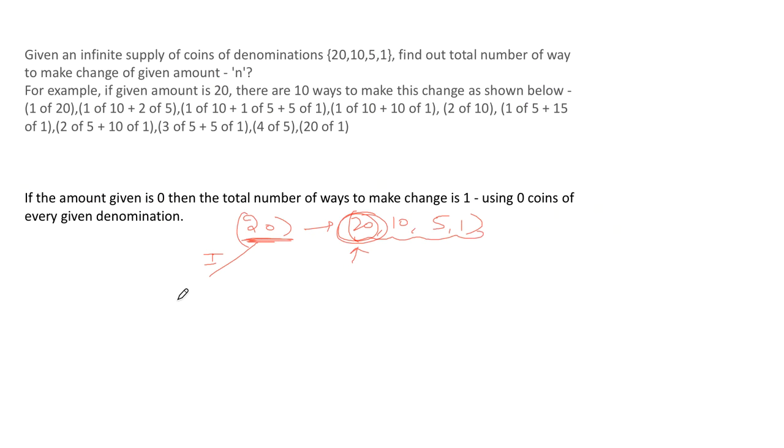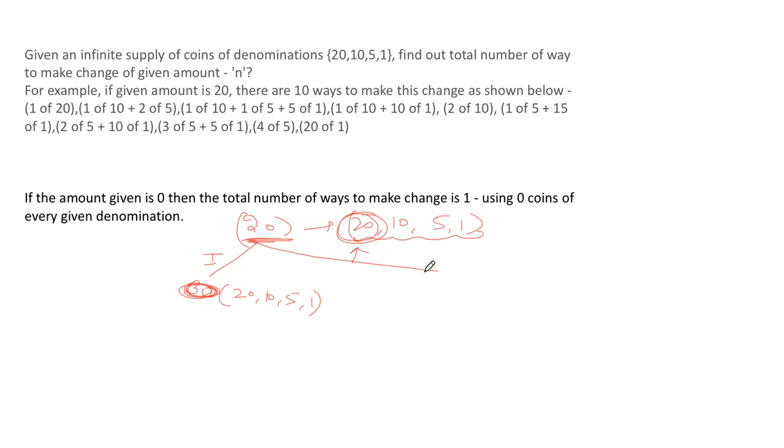If 20 is included as one part of my solution, then the other should be less than 20. That means I have to make 30. I have already included 20. So now, sorry, this is 0. I was considering with respect to 50. Now I have to make 0 with 20, 10, 5, 1.